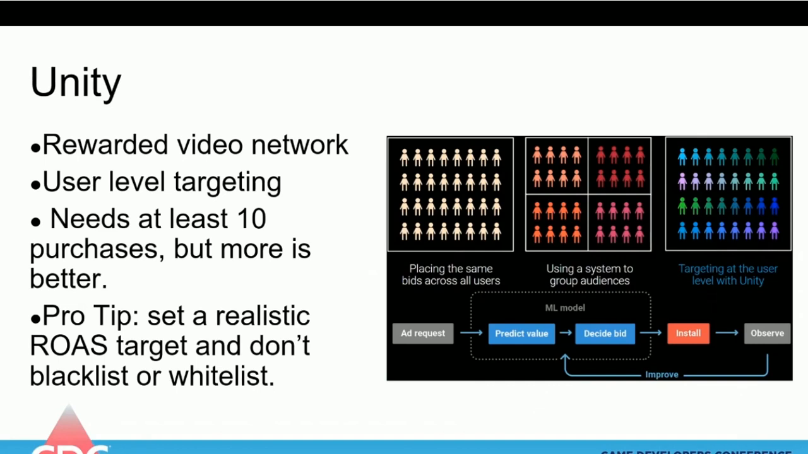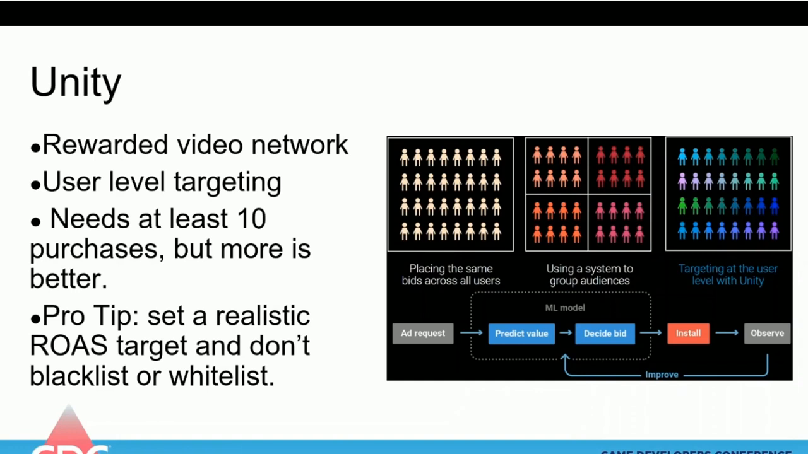Unity is another rewarded video network, but most of you probably know them as a cross-platform game engine. Well, this gives Unity a huge amount of user-level data, and it allows them to target on the user level instead of on the source level like IronSource. Unity has their own qualification system for a dynamic CPI, and you need about 100 retention users to qualify or 10 purchases to qualify for the purchase version of this dynamic CPI campaign. It's not very hard to qualify and certainly a lot faster than Google.